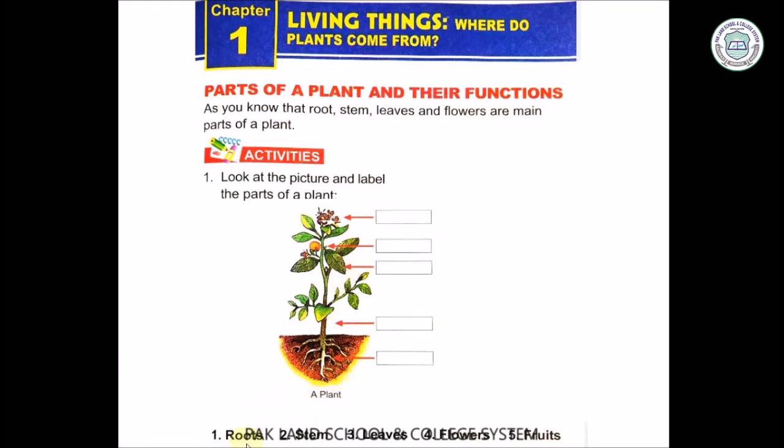First part of plant is root. Second one is stem. Third is leaves. Fourth, flowers. And then fruits.